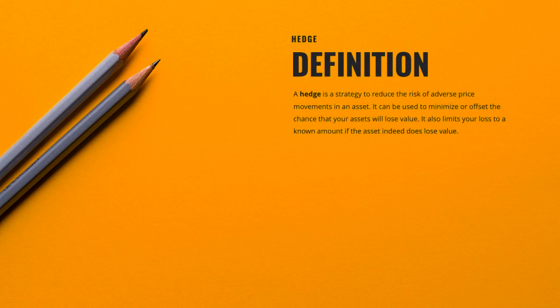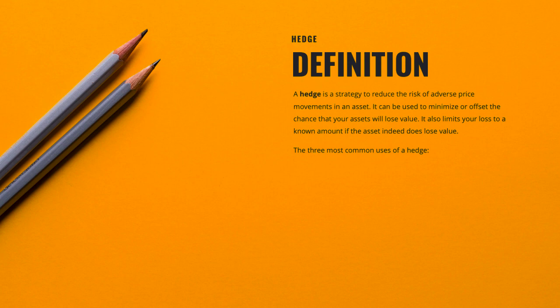What is a hedge? Well, by definition, a hedge is a strategy to reduce the risk of adverse price movements in an asset. It can be used to minimize or offset the chance that your assets will lose value. It also limits your loss to a known or predetermined amount if the asset indeed does lose value.